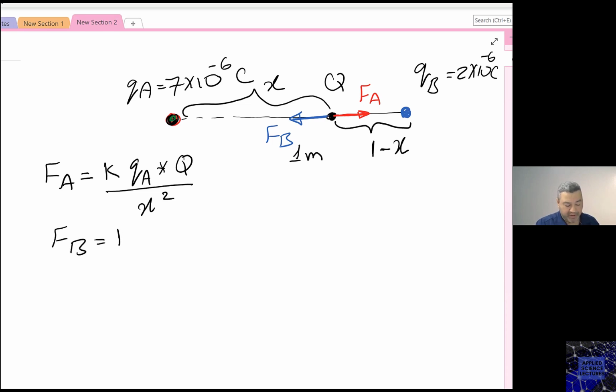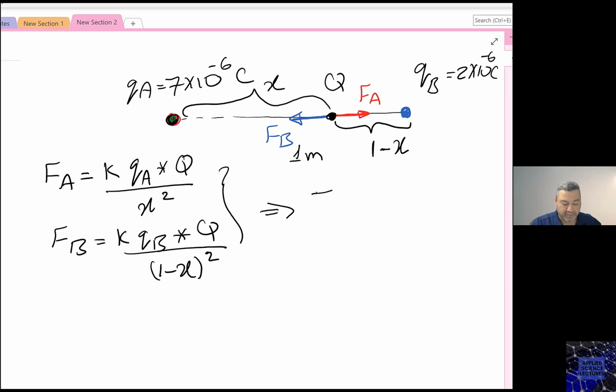FB is K QB. Again, all of them are magnitudes divided by the distance, which here is 1 minus X squared. Now, I need to calculate for X when FA equals FB.